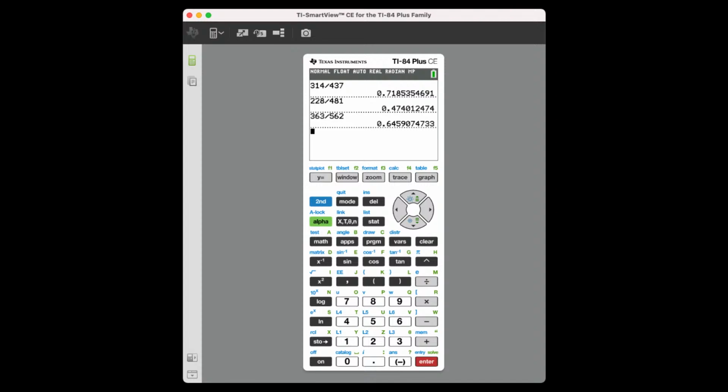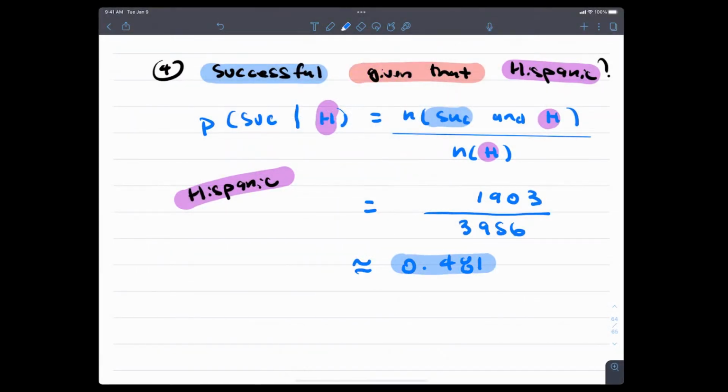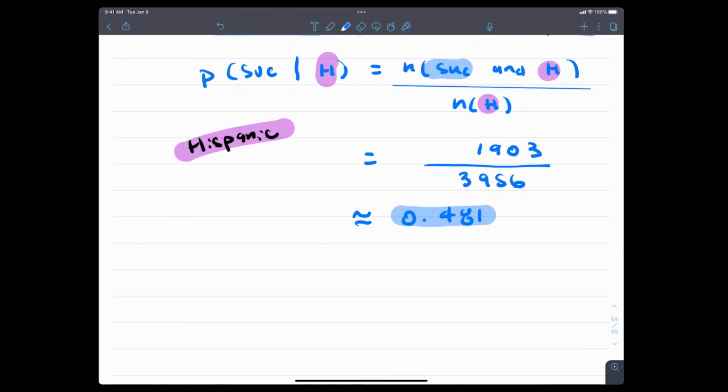1,903 divided by, excuse me, 3,956. Those allergies are getting me again. What do you guys see here? So the nearest what? Tenths. 0.481. And there we go. And then what is that as a rate here? What's 0.481? What's this as a percent?